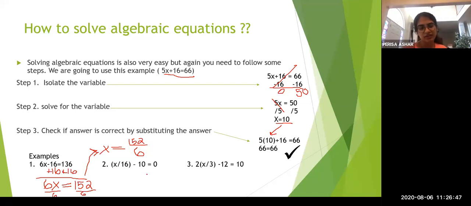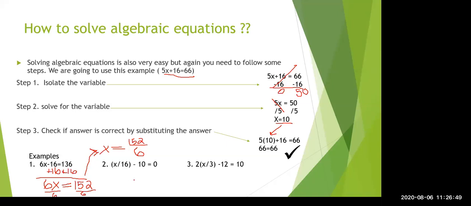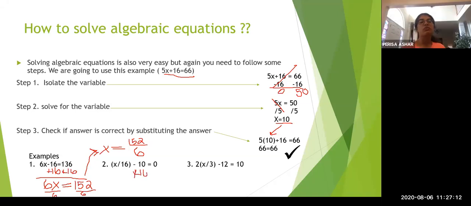So for the second problem, it's a little simpler compared to the first problem, because in the second problem, x is like a number, it's not a decimal or something. The first thing we have to do is isolate the variable. Since it's minus 10, we have to add 10 to both sides.